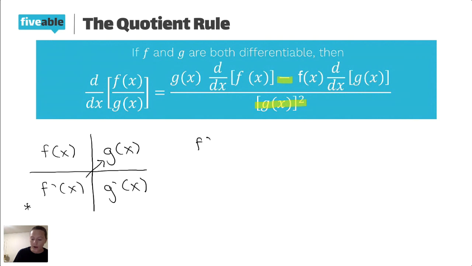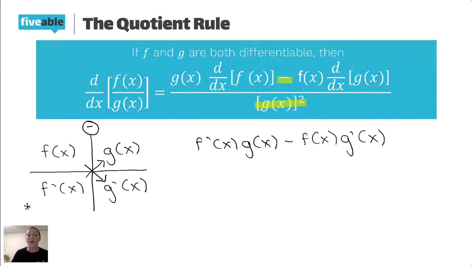So I'm going to have f prime of x times g of x minus f of x times g prime of x. And now this is the one piece that's really super important we remember: all over my original denominator squared. So my original denominator is g of x, and then I'm squaring that entire quantity, okay? That is my quotient rule. Give me a thumbs up if that makes sense, or ask me any questions you have at this point before we do an example.